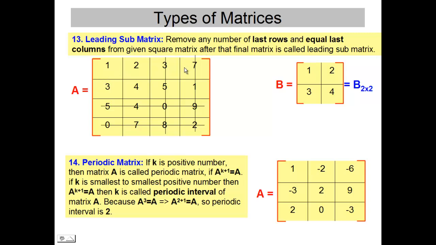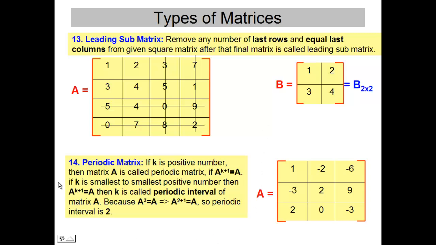Here we remove the last columns from the last side, 2 columns removed, and the last rows from the bottom side, 2 rows removed. So the final matrix is B, 1 2 3 4. This is called a leading submatrix of A.